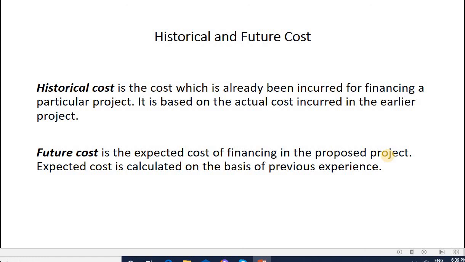So whatever cost we are going to incur for raising the funds for financing the particular project, that is, whatever costs we may incur in the future, we are calling it future cost. Future cost is the cost which we are going to incur for financing the present project. Expected cost is calculated on the basis of previous experience. That is, future cost is calculated on the base of historical cost. Historical cost provides a light, or a base, for calculating the future cost.